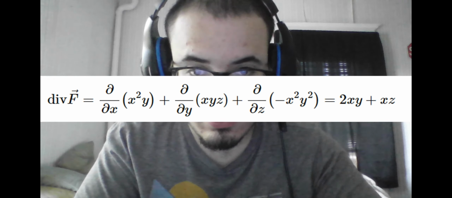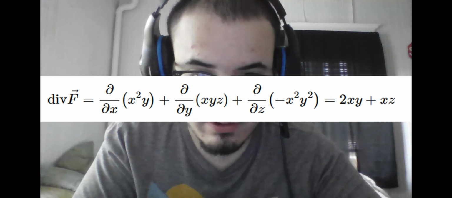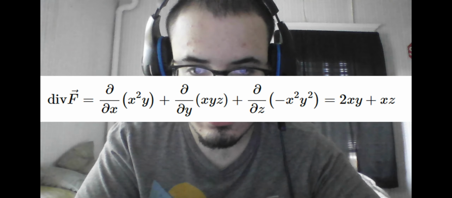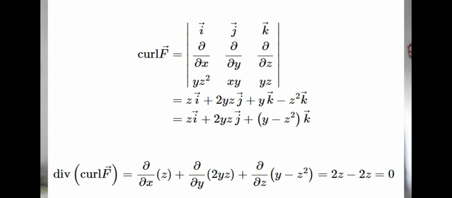There's actually a special rule that relates divergence and curl, which is that the divergence of the curl of a vector field is always 0. So if we are given a specific vector field, we can verify this is true by first doing the cross product for the curl, and then taking the divergence of this result, and we see we get a final answer of 2z minus 2z equals 0.